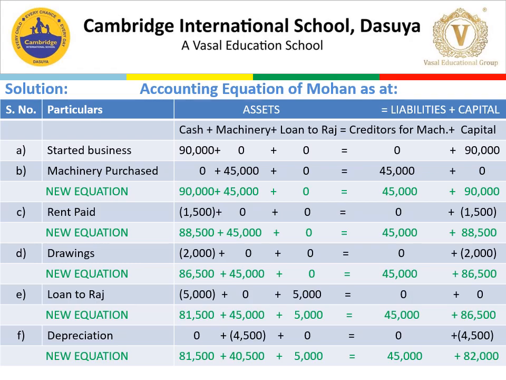Now this is the solution. In the first transaction, same as it is, the business is started with cash. It will lead to an increase in cash of rupees 90,000 and an increase in capital of rupees 90,000. Both sides, asset side and liability side, are equal.